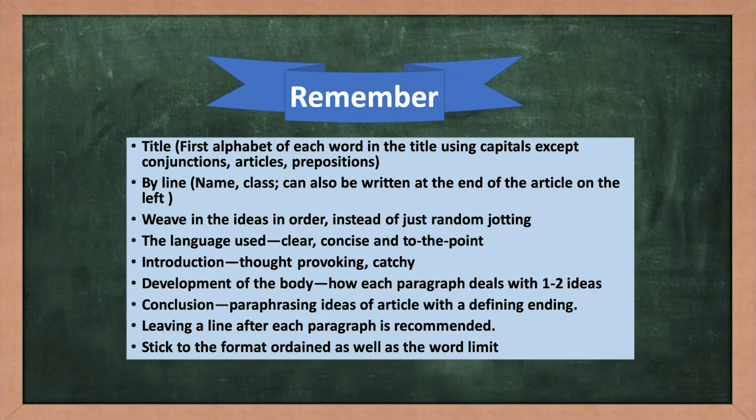Oh, great, ma'am. Now I am confident that I also know the magic and process of writing. Just to revise again, remember a few things. First of all, title. The first alphabet of each word in the title should be capital, except conjunctions, articles, and prepositions. The byline comes next, which includes the name, class, and also to be written at the end of the article on the left.